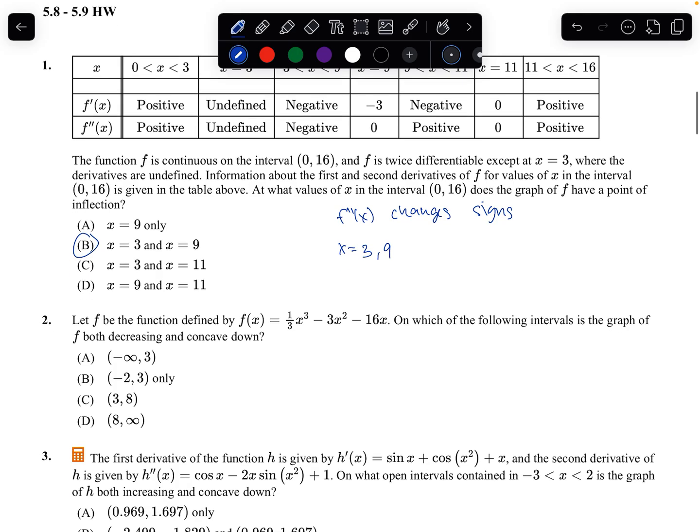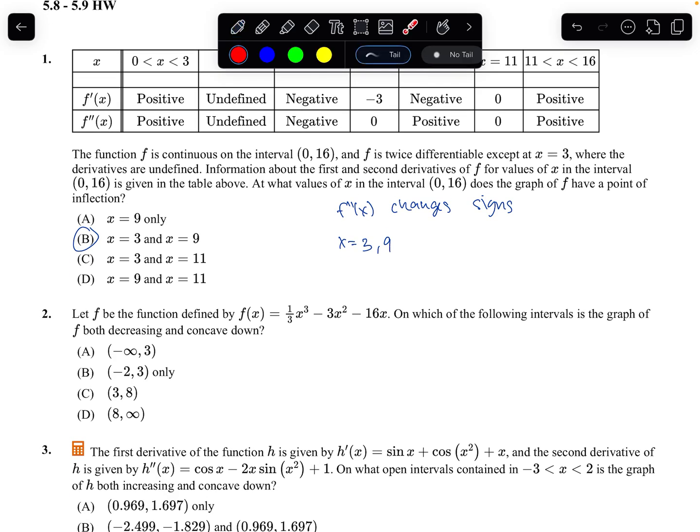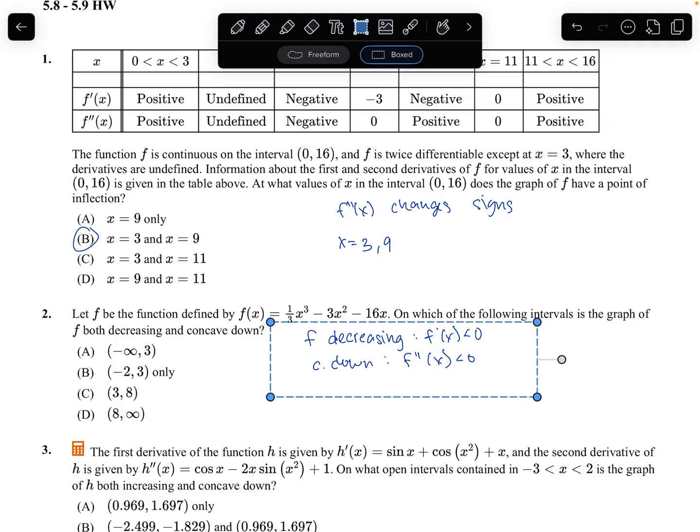Okay, 2. Let f be the function defined by f of x is equal to 1/3 x to the third minus 3x squared minus 16x. Which of the following intervals is the graph of f both decreasing and concave down? So decreasing means that f prime of x is going to be negative, and concave down is going to mean that f double prime of x is also negative. So that's what we're going to check for.